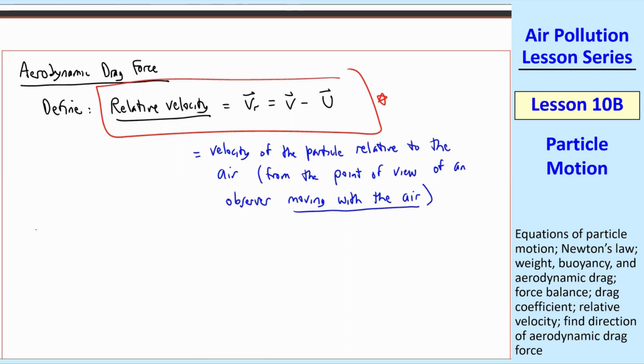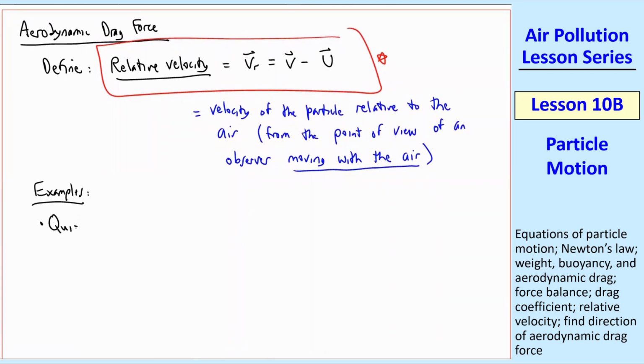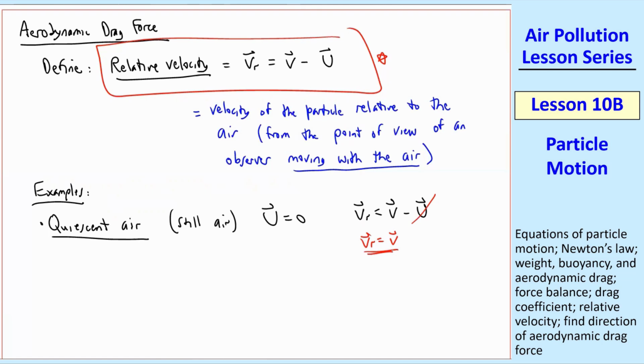Let me do some examples to show what I mean, and this will be in terms of increasing level of difficulty. The first example is what we call quiescent air. That's just a fancy name for still air, which means u is 0. So VR is v minus u, and u is 0, so VR is just equal to v itself. And that makes sense. The velocity of the particle relative to the air, that's our definition of relative velocity. From the point of view of an observer moving with the air, well, the air is still, so you're just standing there, and the particle's moving, so the particle has the same velocity as the relative velocity in our definition.